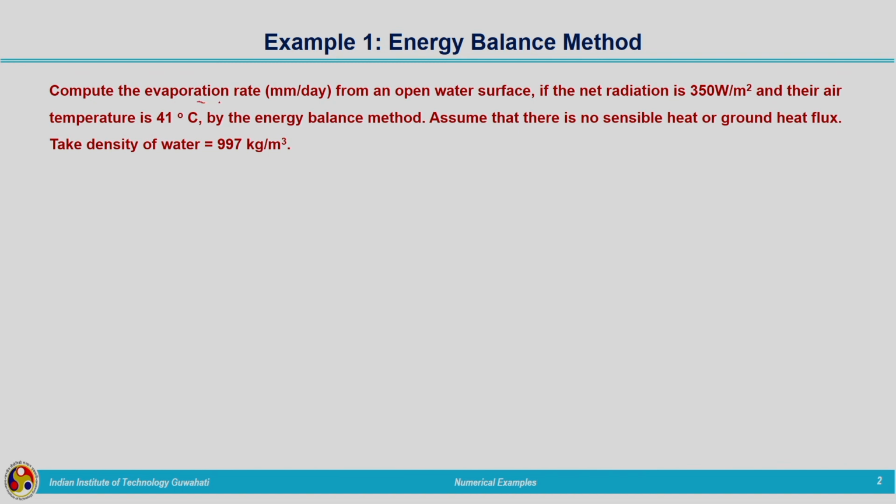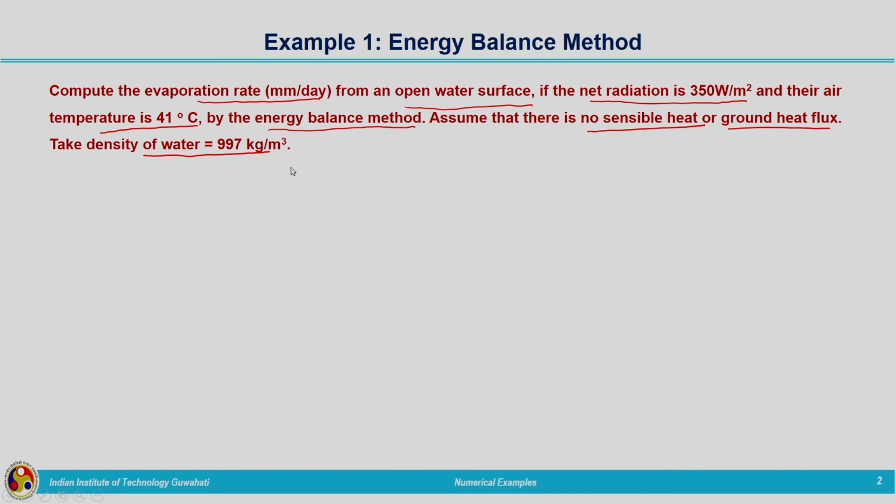Compute the evaporation rate in millimeters per day from an open water surface if the net radiation is 350 watts per meter square and the air temperature is 41 degrees Celsius, by using the energy balance method. Assume that there is no sensible heat or ground heat flux. Take density of water to be 997 kilograms per meter cube.